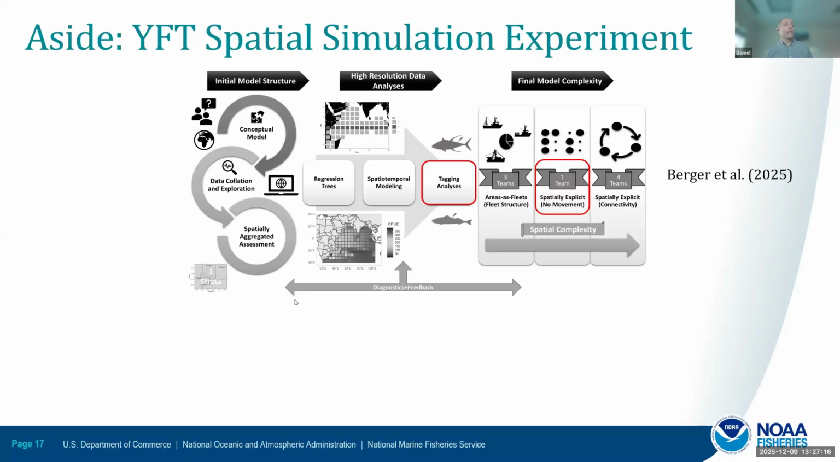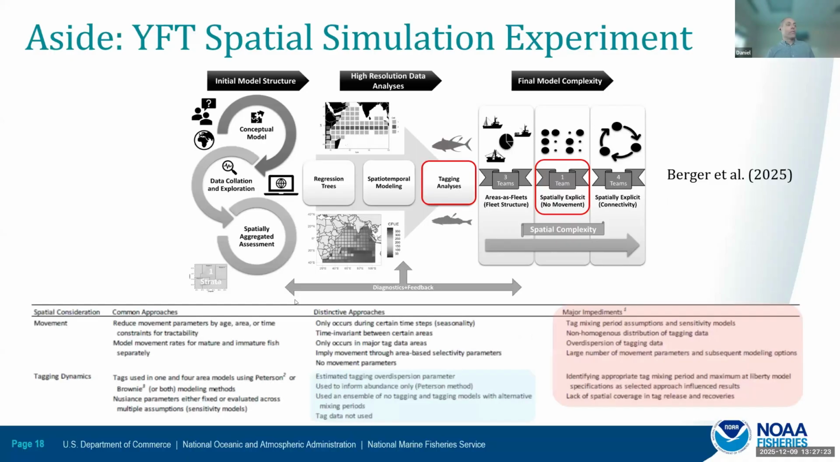I mean, a lot of time was spent by the analyst groups figuring out how to use the tagging data and whether they should use it. And generally speaking, it's kind of a mixed bag. A couple of groups decided that it wasn't representative data, and there's not much they could do with it. One did a spatial model, just didn't estimate movement. One did a spatially implicit model to avoid using the tagging data. But yeah, a lot of time was spent on how do you deal with tag mixing and all these issues with the representativeness of the tagging data.